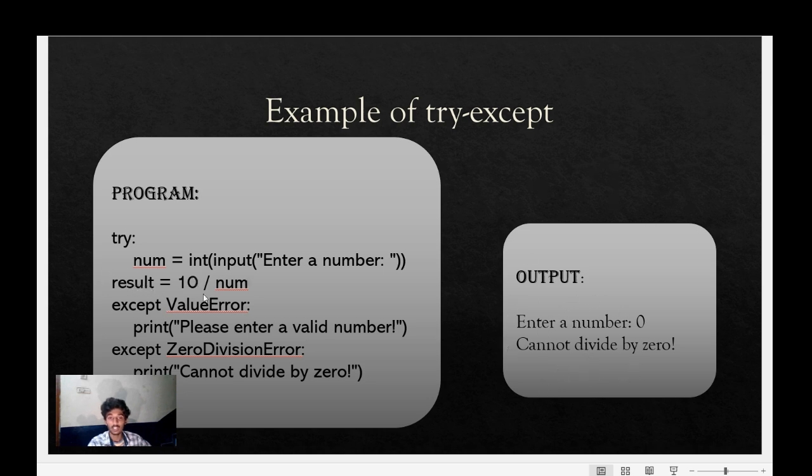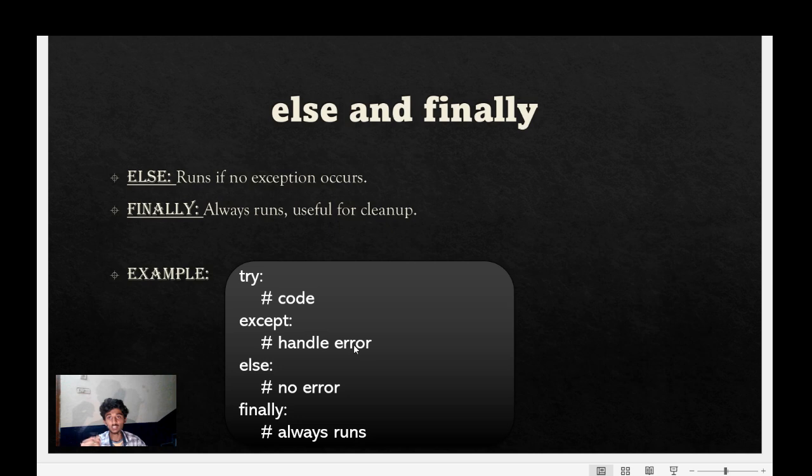If we give any other value, like alphabets, in place of the number, then the ValueError will be generated, and the print statement "please enter a valid number" will be given as output. And then going to the next topic, else and finally.